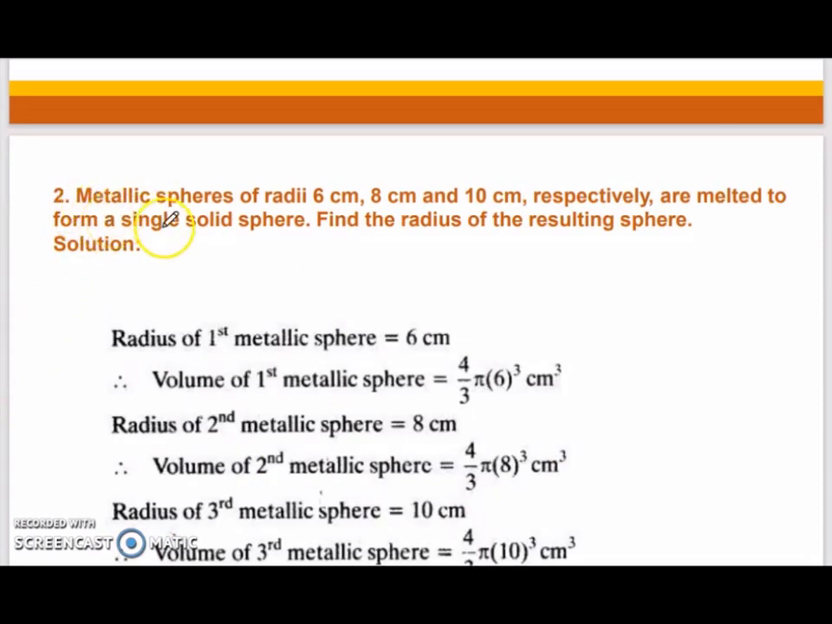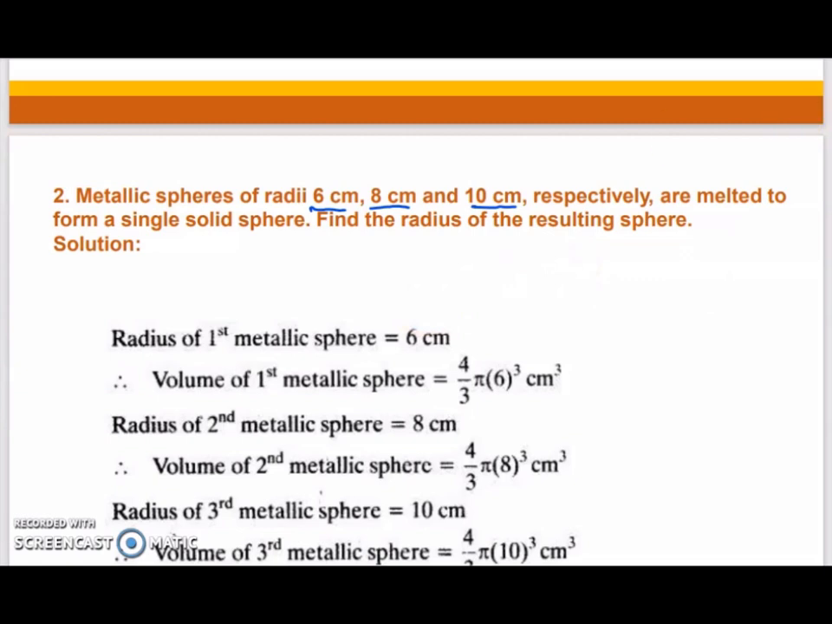Second problem: metallic spheres of radii 6 centimeter, 8 centimeter and 10 centimeter respectively are melted to form a single solid sphere. So three small spheres are there, and each of the radii are given. Now they are all melted to form a single solid sphere. You have to find the radius of the resulting sphere. So the volume of these three small spheres combined together will be equal to the volume of that one big sphere which is formed.